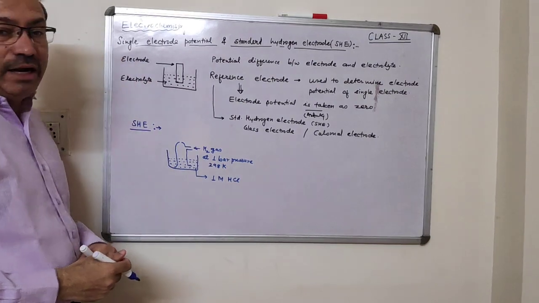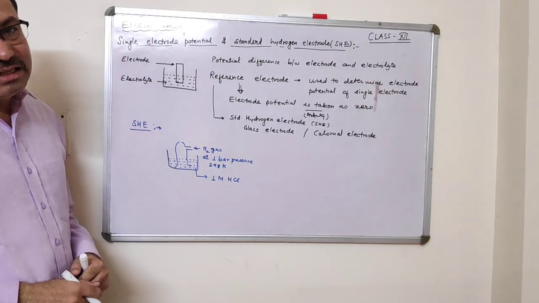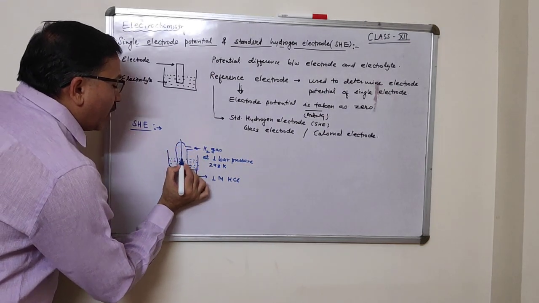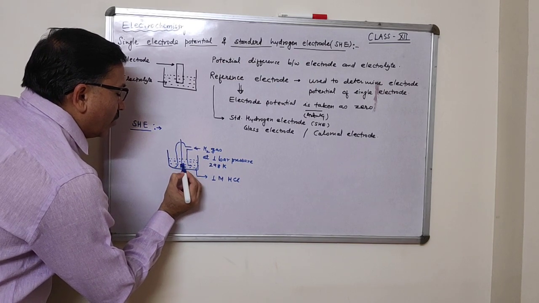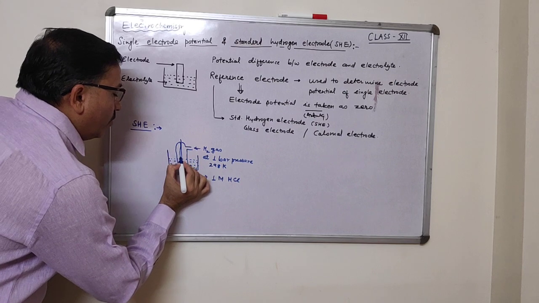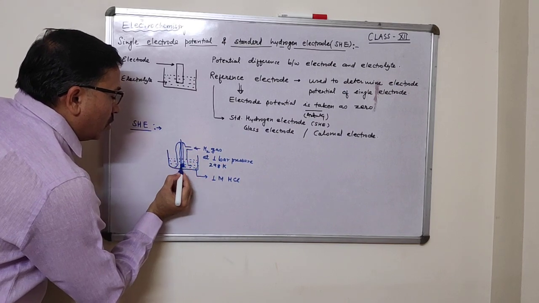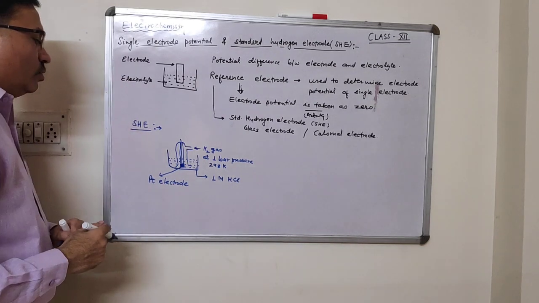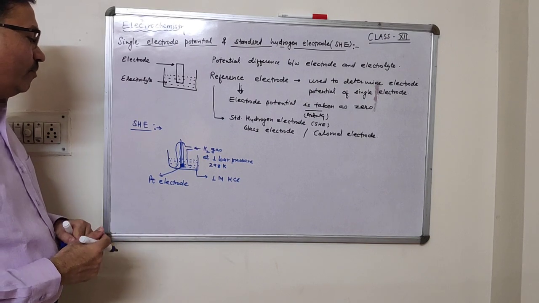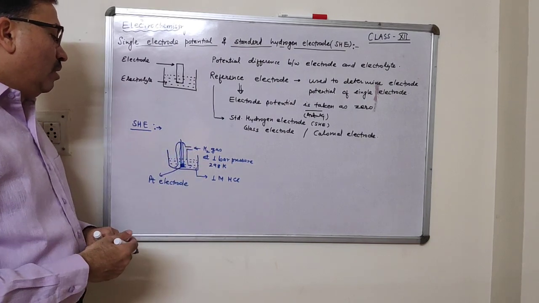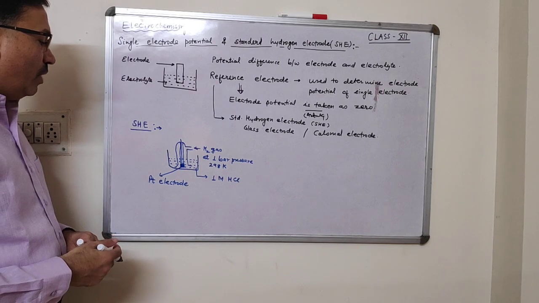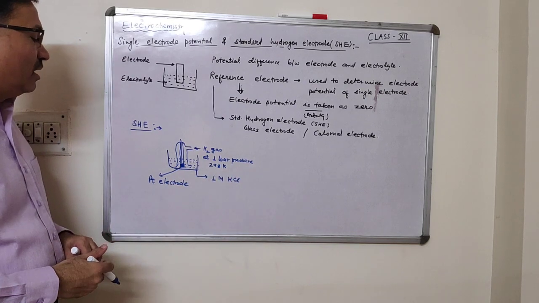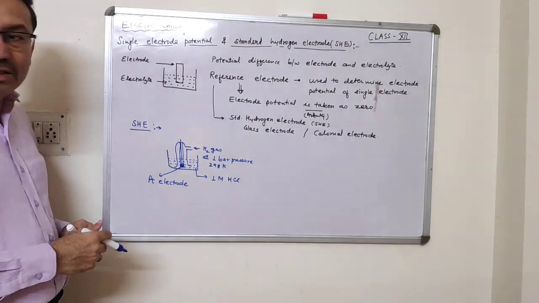If I take 1 molar hydrochloric acid solution, the H+ ion concentration of the solution will be 1 M. And we use an inert electrode of platinum. So this is your platinum electrode. Right. So in the standard hydrogen electrode, hydrogen gas at 1 bar pressure and 298 Kelvin is passed through an electrolyte having 1 molar H+ ion concentration, and the platinum electrode is used.